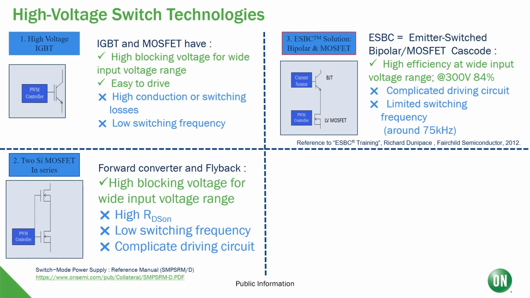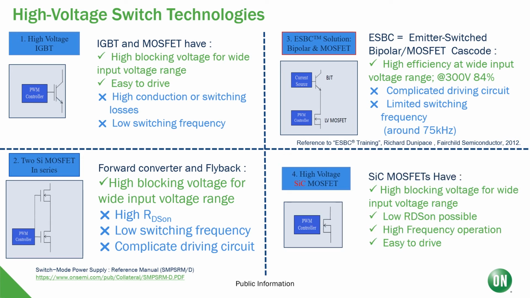We have a trademarked solution with an ESBC, which is emitter switched bipolar MOSFET. This gets very good efficiencies, so high efficiency, around 84% at 300 volts, but some limitations are complicated drive circuit, limited switching frequency. And so now we have the availability to use SiC MOSFETs. These have the blocking voltage needed for this application, as well as low RDS on, the ability to run at high frequencies, and they are easy to drive.